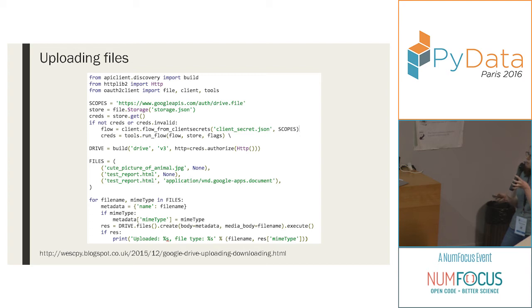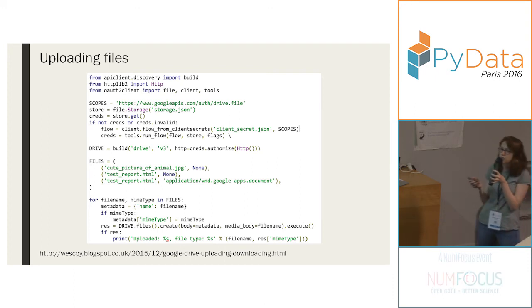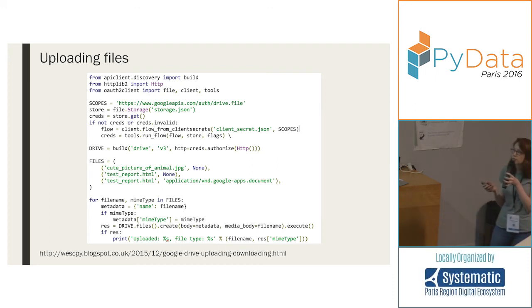I've specified the files that I want to upload. So there are 3 things I want to upload. The picture, and I'm also going to upload test_report.html, which is the HTML code I just showed you. I'm going to upload this twice. So the first time I'm going to not convert it. So the second element in this tuple defines whether I'm going to convert the file or not. The second time I upload it, I'm actually going to convert it to a Google Doc.